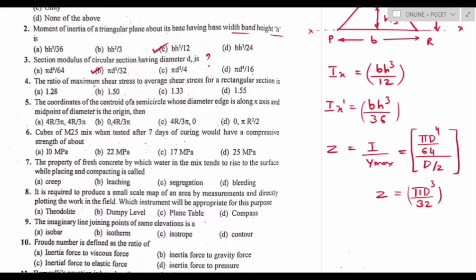Question number 4. The ratio of maximum shear stress to average shear stress for a rectangular section is. It is 1.5. Option B is the right answer.